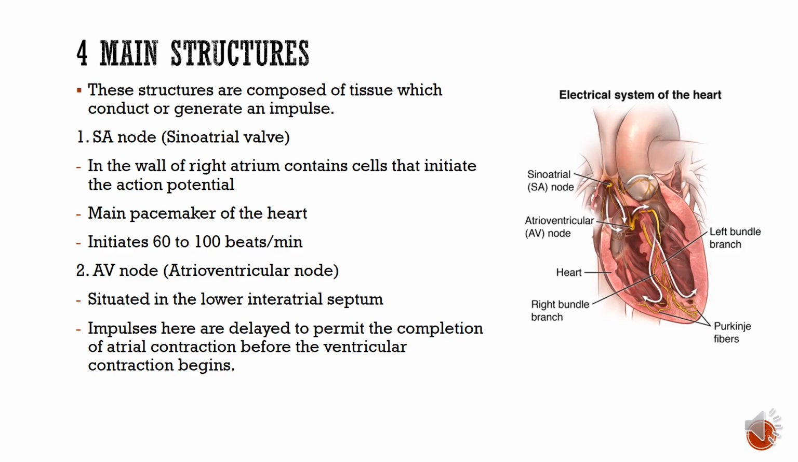Second one is AV node, atrioventricular node, which is situated in the lower interatrial septum. Impulses here are delayed to permit the completion of the atrial contraction before the ventricular contraction begins.